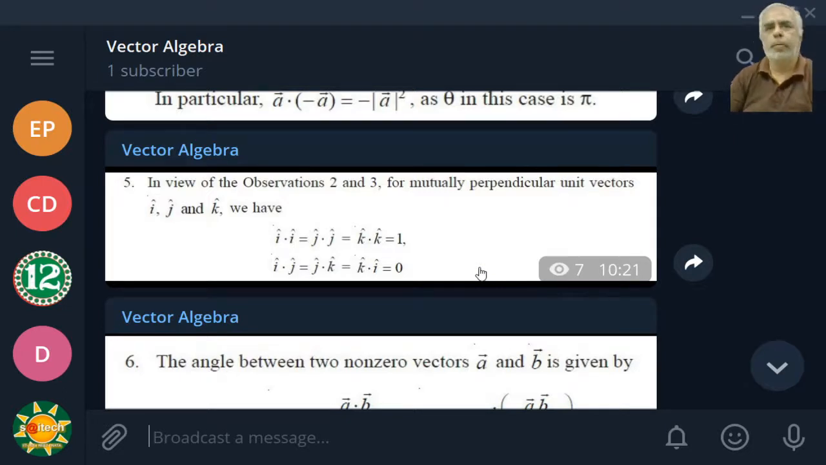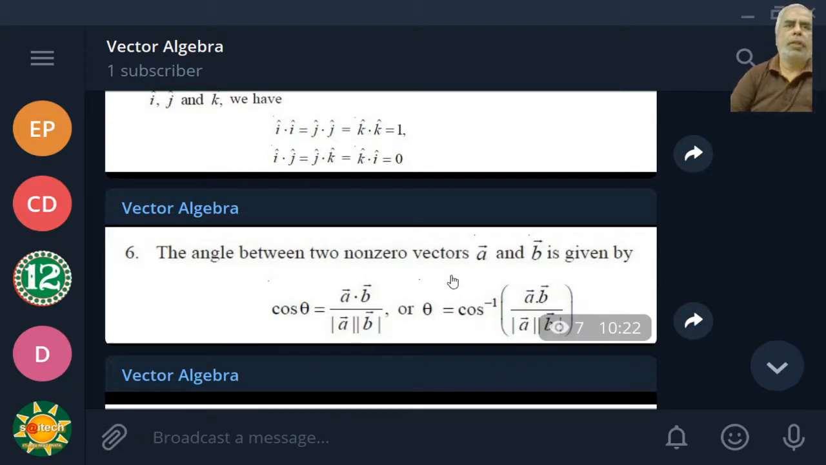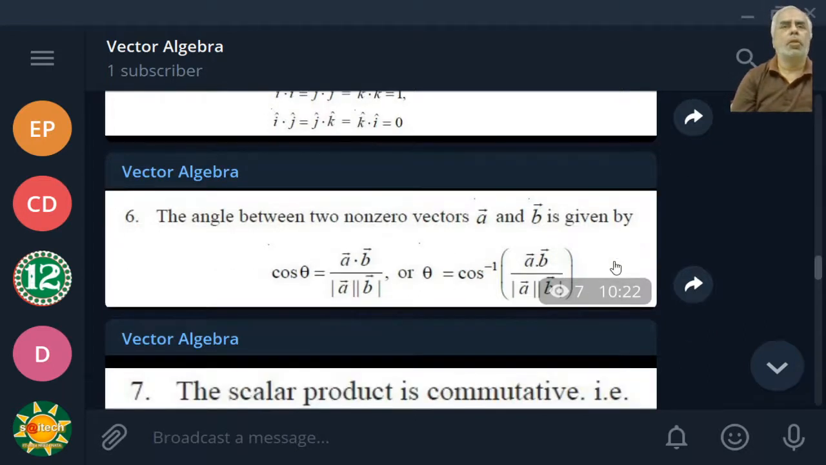Okay. Right. And the sixth observation is the angle between the two non-zero vectors A and B. It is given by, we know already, vector A dot vector B is equal to modulus of A into modulus of B vector into cos theta. So we are interested in theta. So cos theta is equal to what? Just rearrange. Therefore, A dot B divided by modulus of A into modulus of B vector. Okay. Then theta is equal to what? Cos inverse of this quantity. Is it not? So cos inverse of A dot B divided by modulus of A into modulus of B.